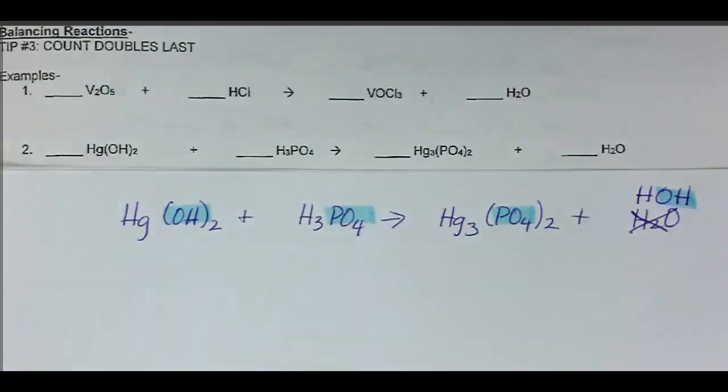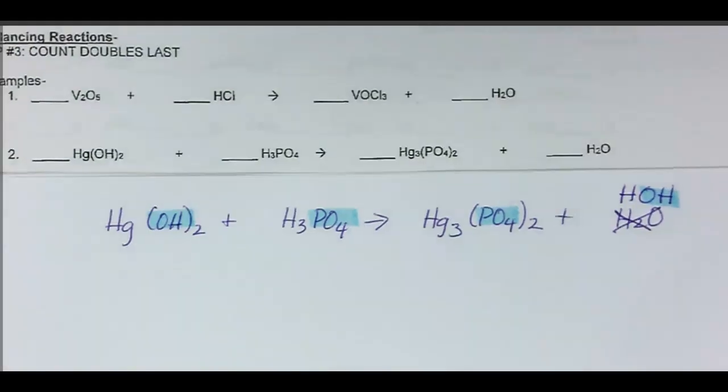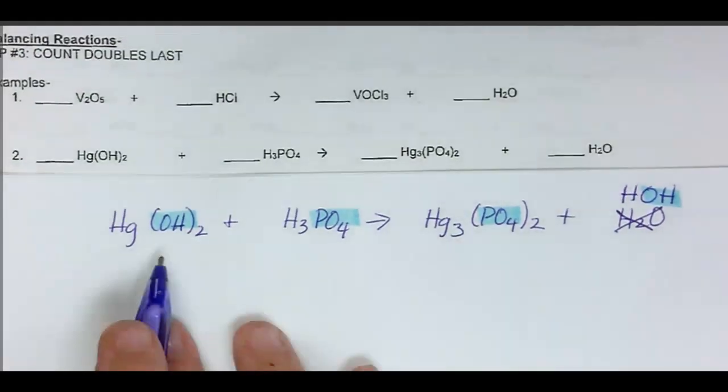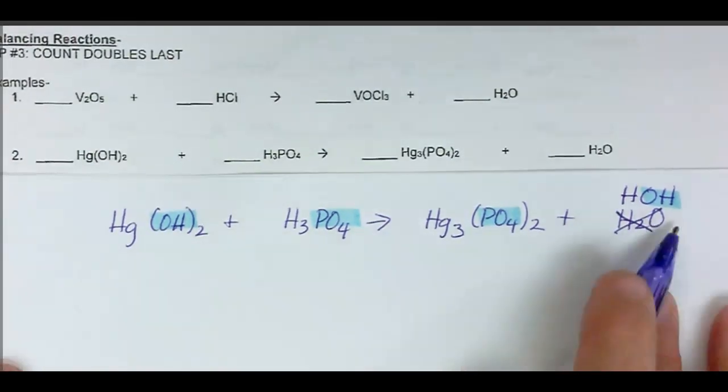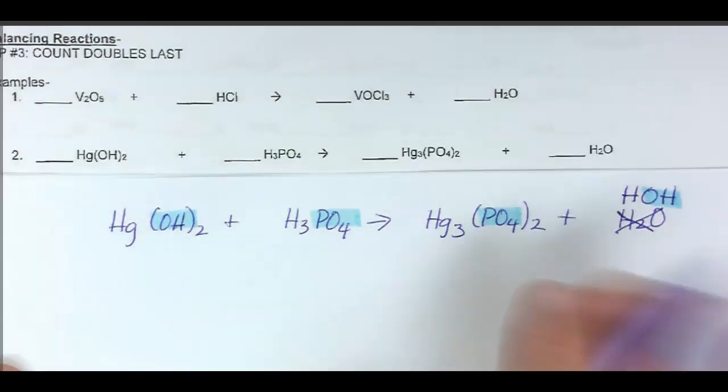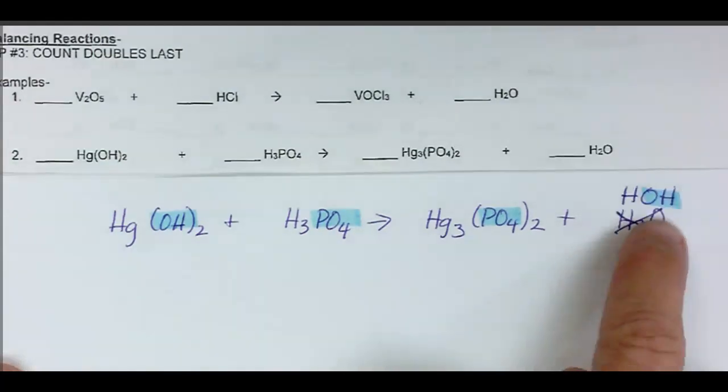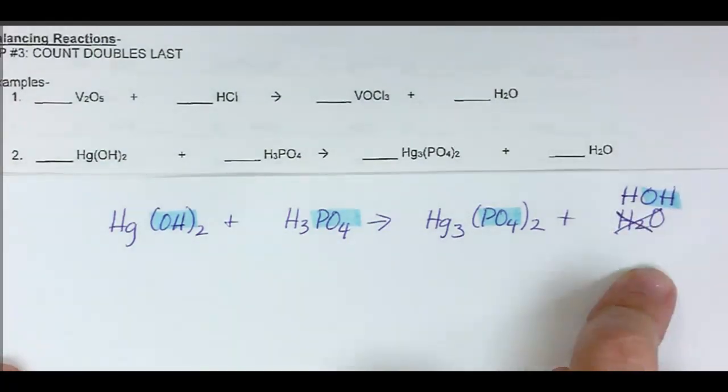So there's a trick to remember. If you have an OH on the reactant side, usually, and you have a water on the product side, and it could go in the reverse, but generally this works. This is the way it goes most on yours. Change this to an HOH instead of an H2O.